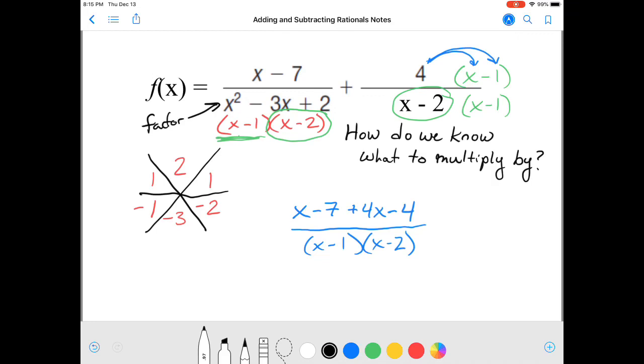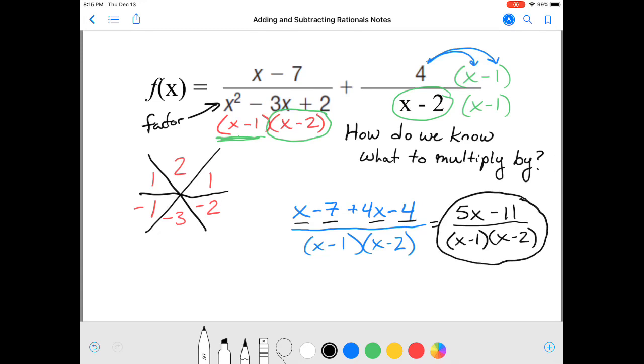So x and 4x are like terms, so we can add them together to get 5x. Negative 7 and negative 4 are like terms, so we can add those together to get negative 11. So we get 5x minus 11 over x minus 1 times x minus 2. If you want, you can FOIL the denominator together again to turn it back into x squared minus 3x plus 2, but this answer is perfectly fine.